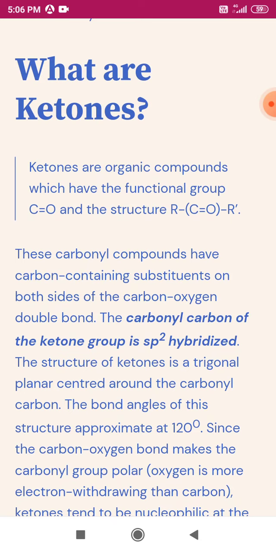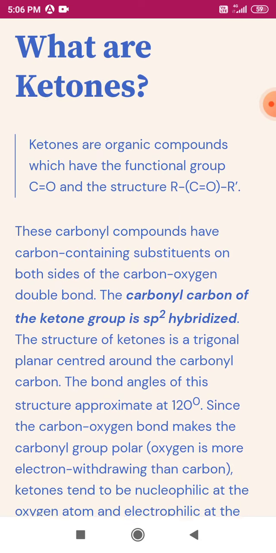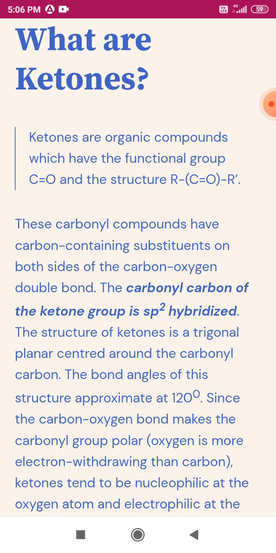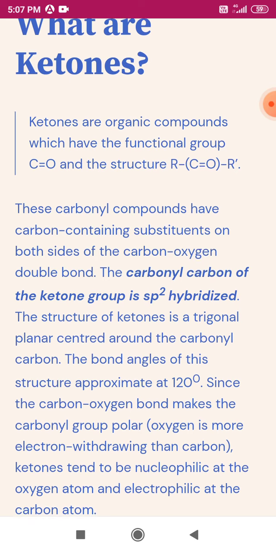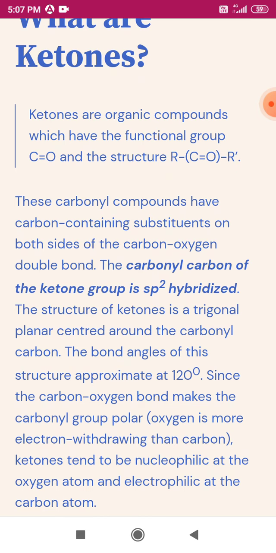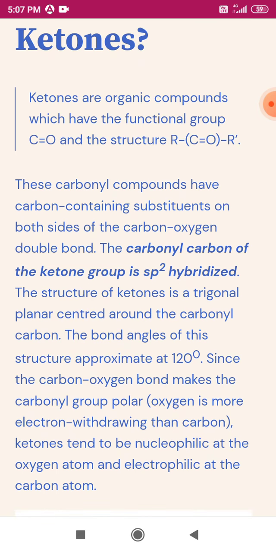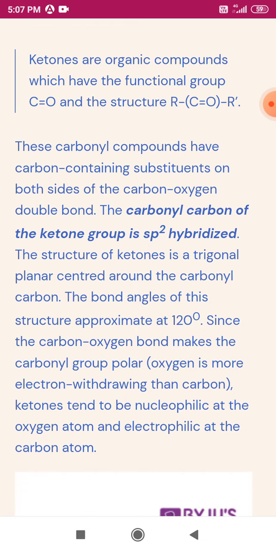The carbonyl carbon of the ketone group is sp2 hybridized. The structure of a ketone is a trigonal planar center around the carbonyl plane. The bond angle is approximately 120 degrees.